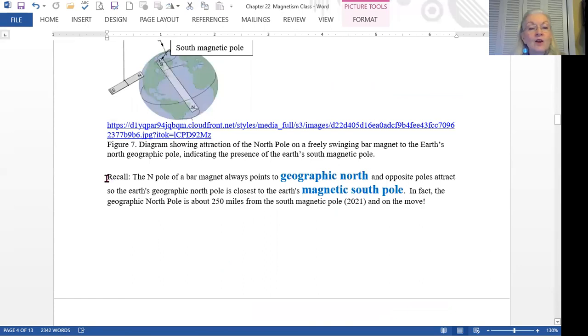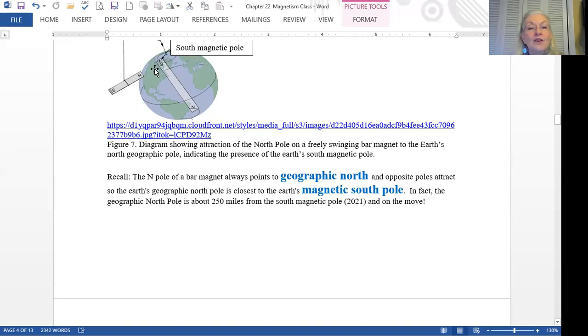We've already said that the north pole of a bar magnet is always going to point to geographic north. And we already said that opposite poles attract, so that must mean that somewhere in the northern hemisphere is the south magnetic pole of the Earth. It used to be in Canada. The magnetic pole in the northern hemisphere used to be in Canada. It has already left Canada and is headed towards Siberia.